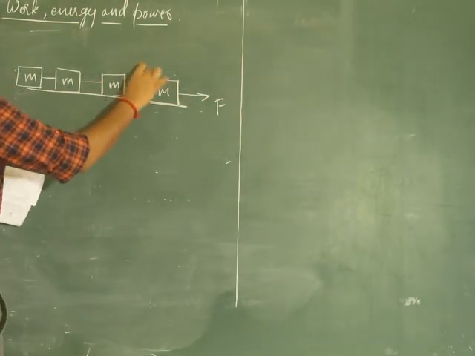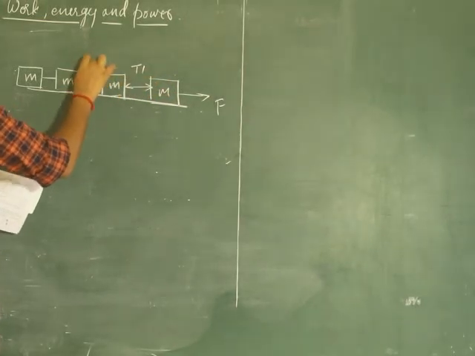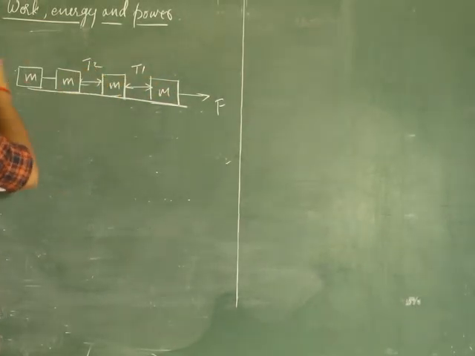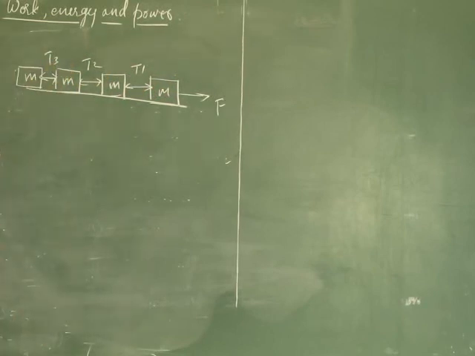Here the tension developed, this is T1. Here the tension developed is T2. Here the tension developed is T3. Now, first what we are supposed to find out is tension T2.